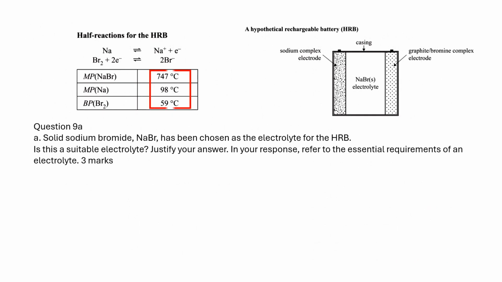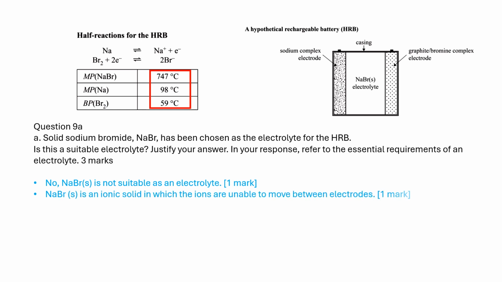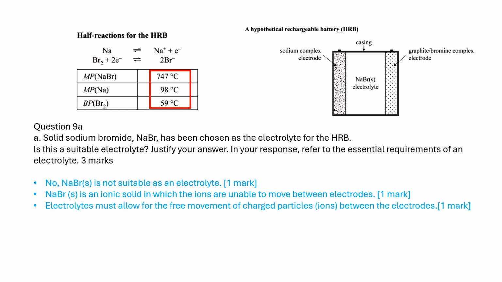Sodium bromide is not suitable as an electrolyte. Electrolytes must allow for the free movement of charged particles between the electrodes. However, sodium bromide is an ionic solid in which the ions are unable to move freely between the electrodes.